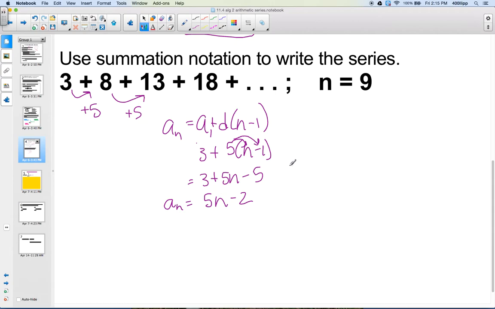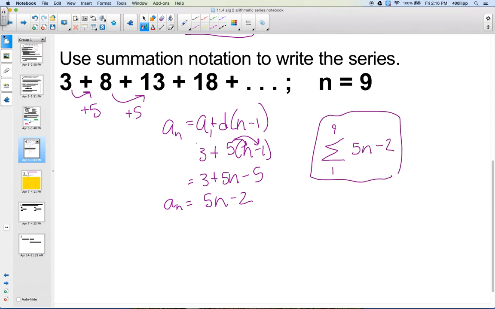That's our explicit formula. We want to go up to the 9th term. So our summation notation is going from, our lower limit is 1, our upper limit is 9, and our explicit formula here is 5n minus 2.